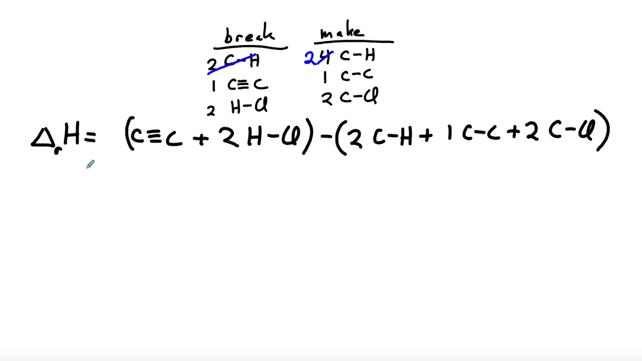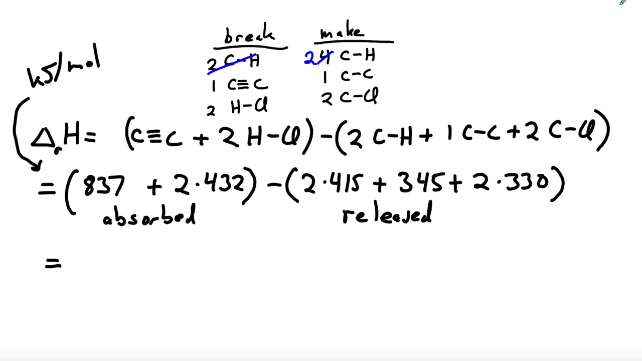Okay, so now we're going to put in the actual bond energies, and for these we actually have to look at a table of bond energies. So we can see that we've got a triple bond, that's 837 kilojoules per mole. We've got 2 hydrogen-chlorine bonds, each of those takes 432 kilojoules per mole, and we've got 2 of those bonds we have to break. So this is the cost. This is the energy absorbed in breaking bonds.